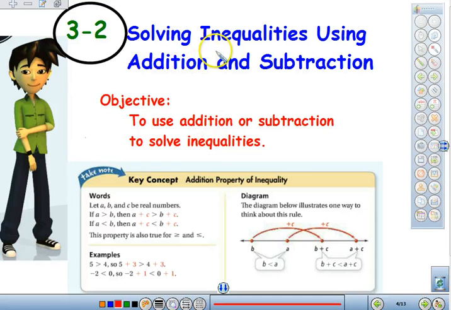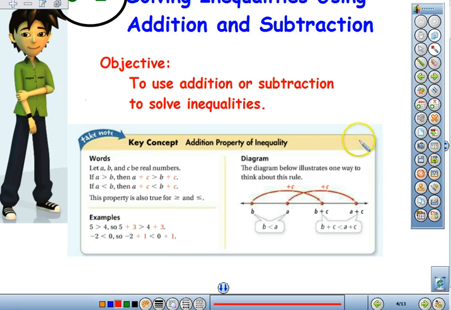Today in class you're going to be looking at solving inequalities using both addition and subtraction. So our objective is to use addition and subtraction to solve. This is in your textbook on page 171.